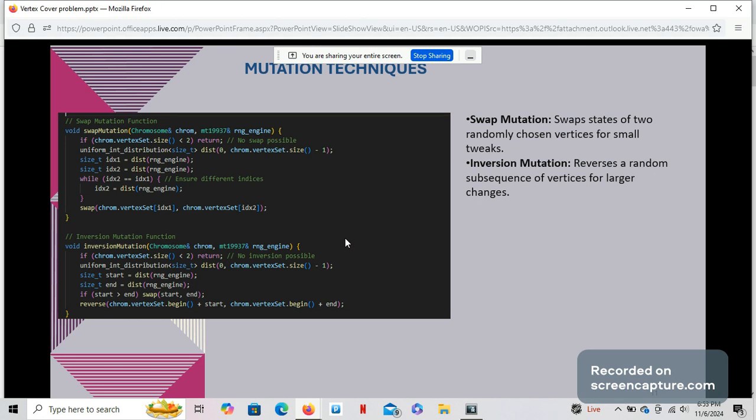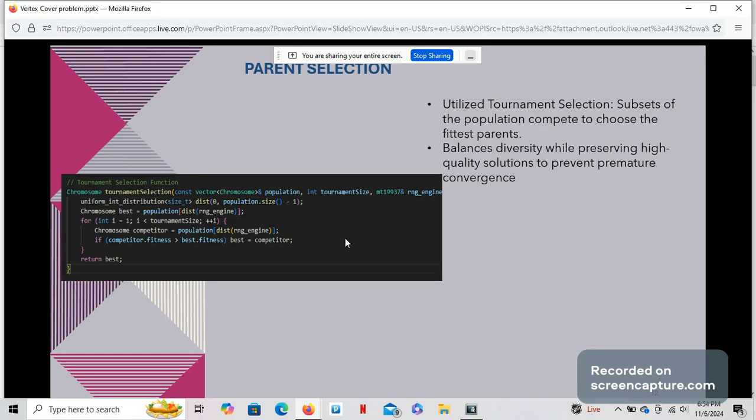Swap mutation swaps the states of 2 randomly chosen vertices, allowing for small tweaks that help fine-tune solutions. And on the other hand, inversion mutation reverses a random subsequence of vertices, introducing larger changes to help the genetic algorithm escape local optima. Parent selection was managed by the tournament selection function, where subsets of the population compete and the fittest are chosen as parents. This approach strikes a balance between maintaining diversity and preserving high-quality solutions, which helps prevent premature convergence.